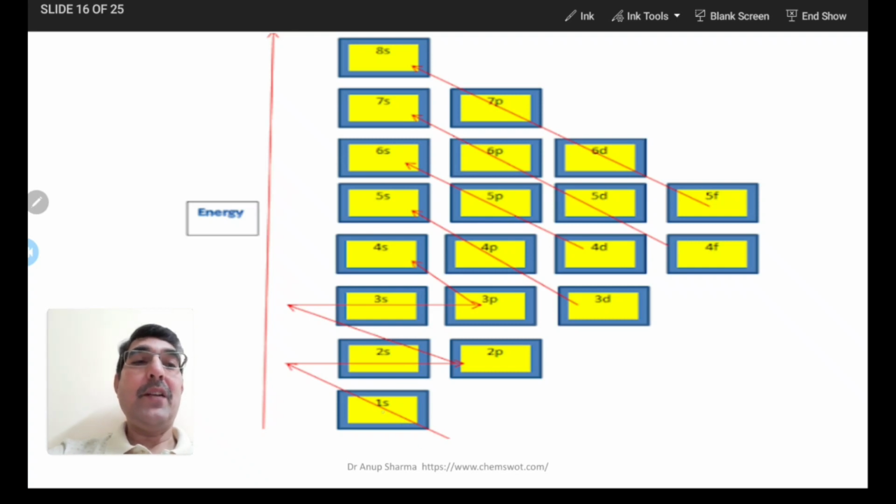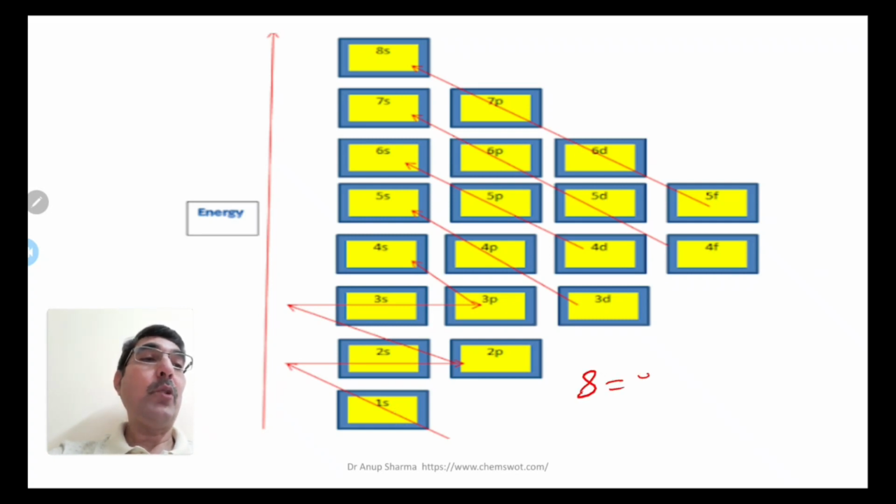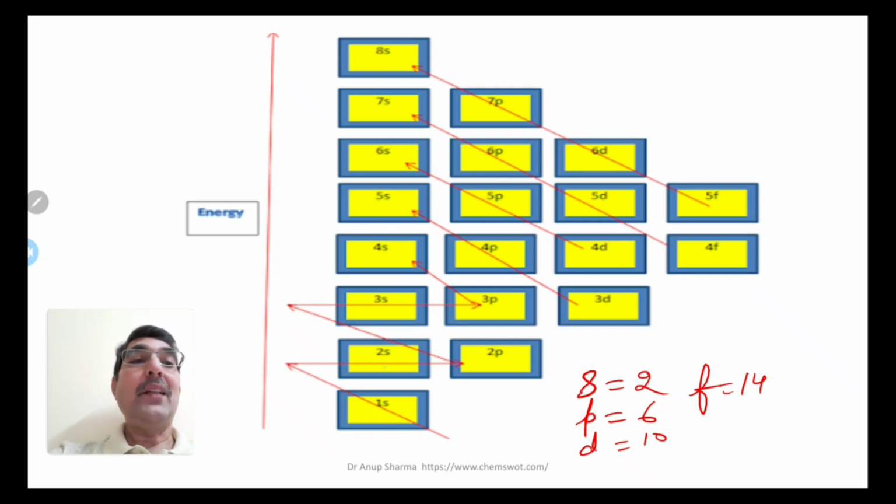So the first electron enters 1s, and the second electron also enters 1s. Why is it so? Because the S subshell can accommodate 2 electrons, the P subshell a maximum of 6 electrons, the D subshell 10 electrons, and the F subshell 14 electrons. That is why the first 2 electrons enter 1s and then it goes to 2s. So 2 more electrons in 2s, then 6 electrons in the P subshell 2p, and then it goes to 3s, to 3p, to 4s.